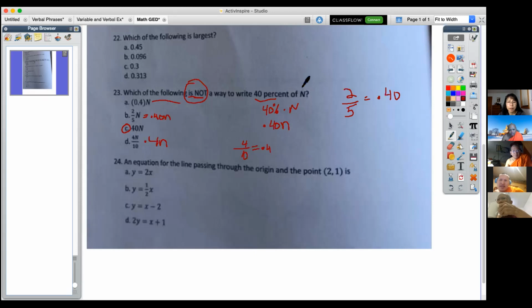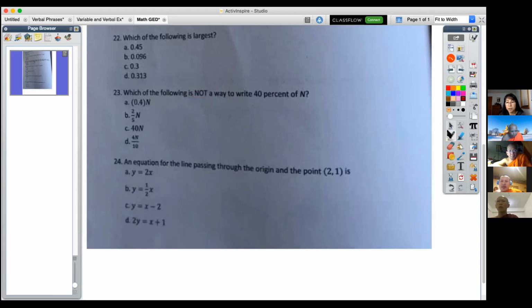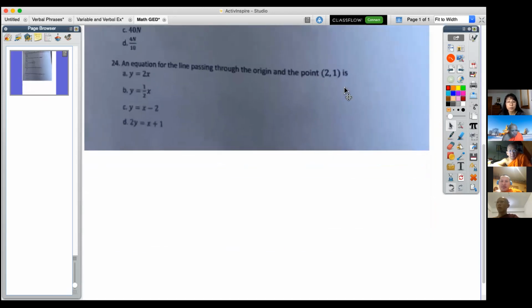N is a variable. That's an unknown. We don't care what that n is. We just care which one of them is not the way you write it. Okay, yeah. So I'm going to move it up. And this one, do you know how to do this? Answer with a question.